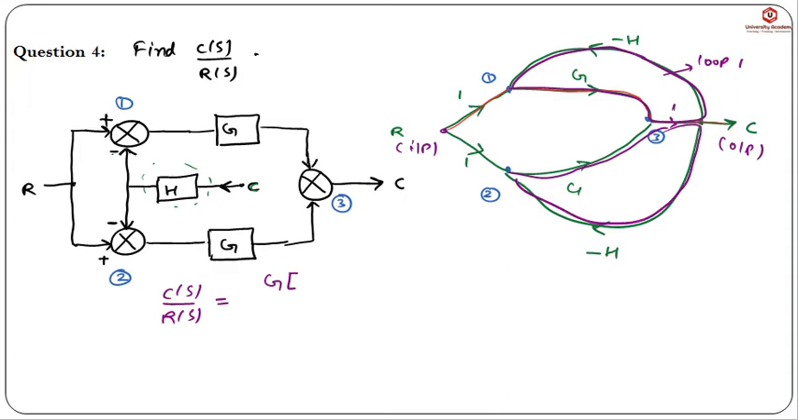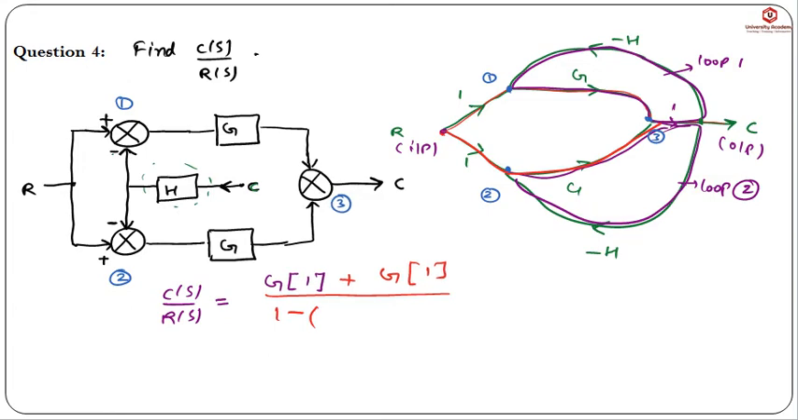Okay, so total two loops are there and this forward path is touching both the loops here, so it means determinant value is 1. Similarly, we have to check is there any other forward path possible between the input and output. So this is input and this is output, so we can go like this. Okay, so again the gain of this forward path is 1 and this is touching both the loops, so determinant value is 1.